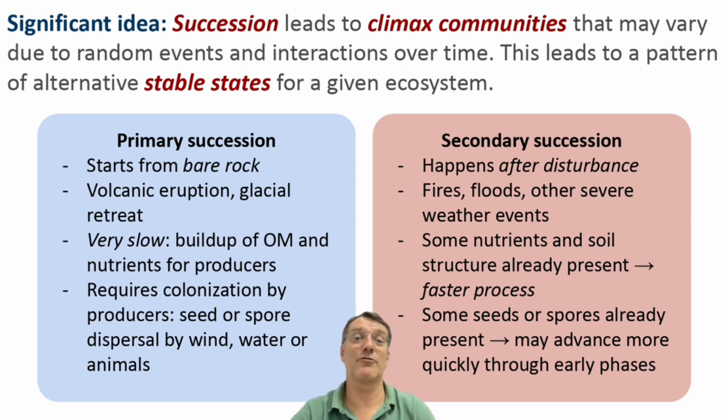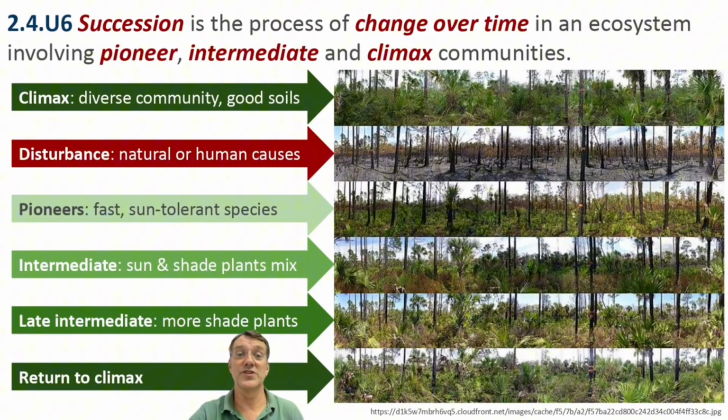Secondary succession occurs after a disturbance to an existing ecosystem, like a fire or a flood, where some soil and organic matter remain behind. Secondary succession generally proceeds a lot faster since some resources and nutrients are already present on site. Succession moves through distinct stages over time. Those stages are called seres, S-E-R-E. We start with a climax community at the top, which may be disrupted by disturbance. Pioneer species then colonize the area, followed by intermediate stages with increasing complexity, eventually returning to a climax community if left undisturbed for a long enough period of time.